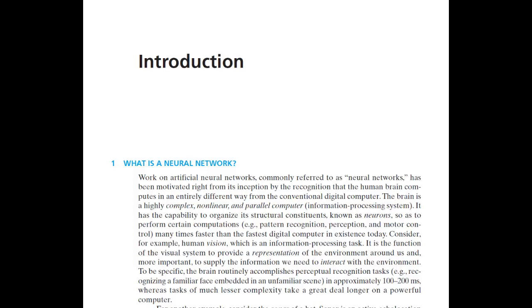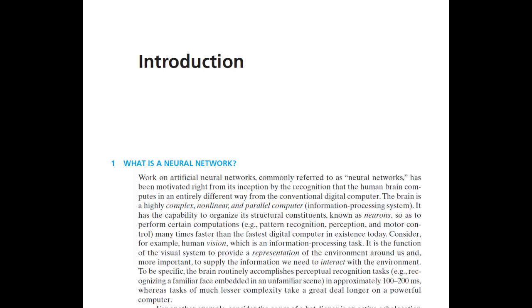So here we'll be covering what neural networks are, and we'll be studying the description of the biological neural network. So basically, what is a neural network? Work on artificial neural networks is commonly referred to as neural network, and it has been motivated right from its inception by the recognition that the human brain computes in an entirely different way from the conventional digital computer.